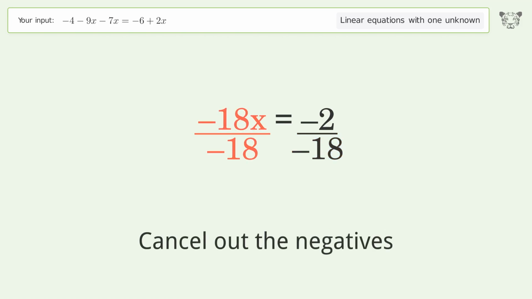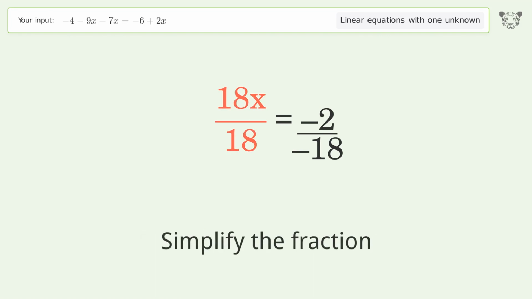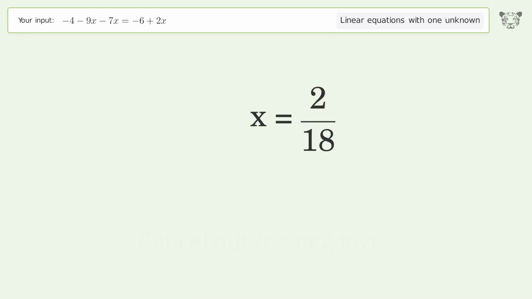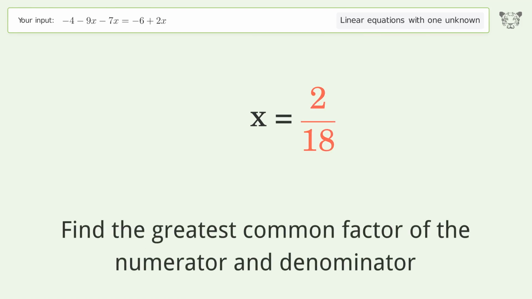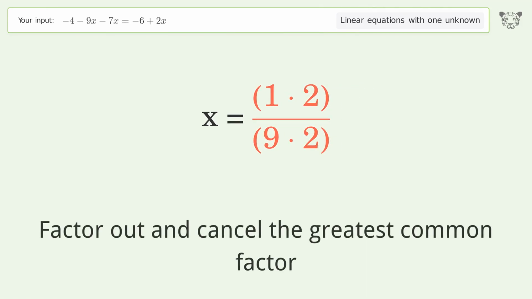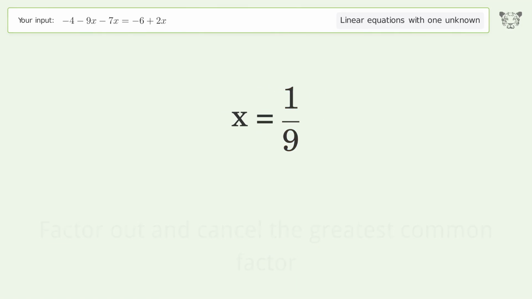Cancel out the negatives. Simplify the fraction. Cancel out the negatives. Find the greatest common factor of the numerator and denominator. Factor out and cancel the greatest common factor. And so the final result is x equals 1/9.